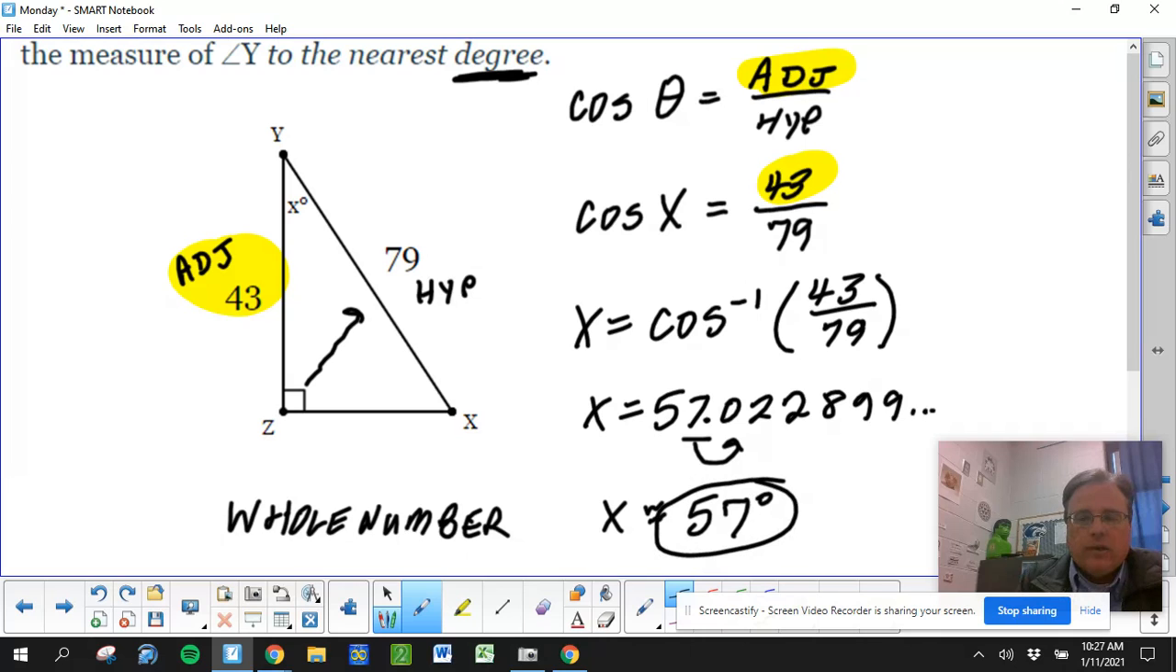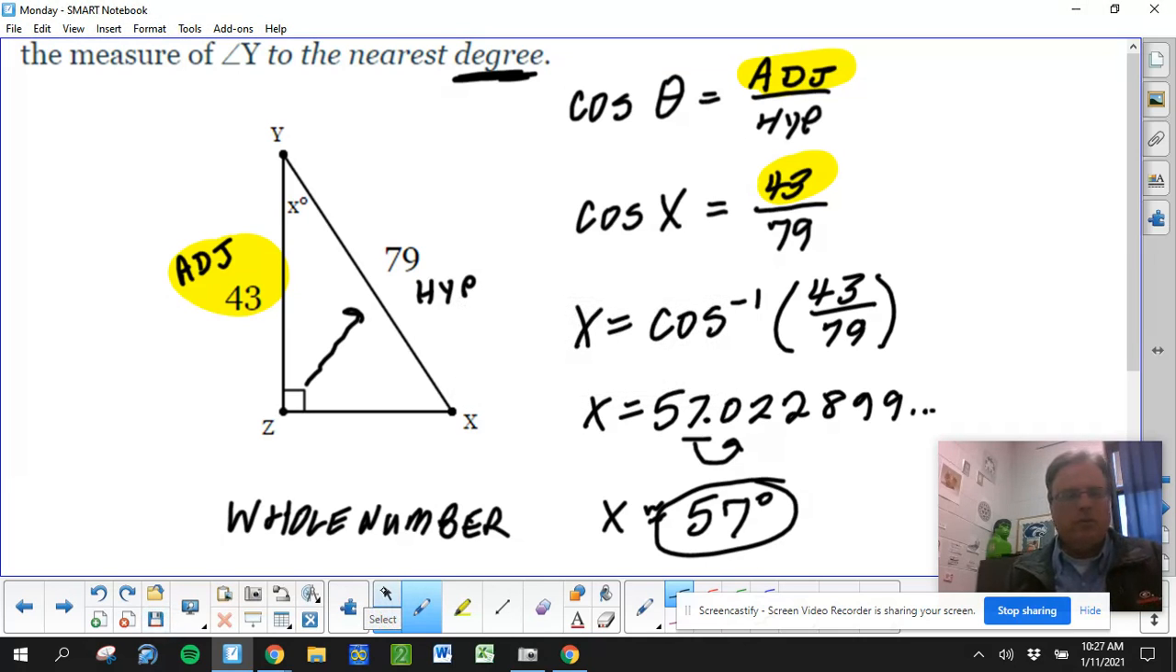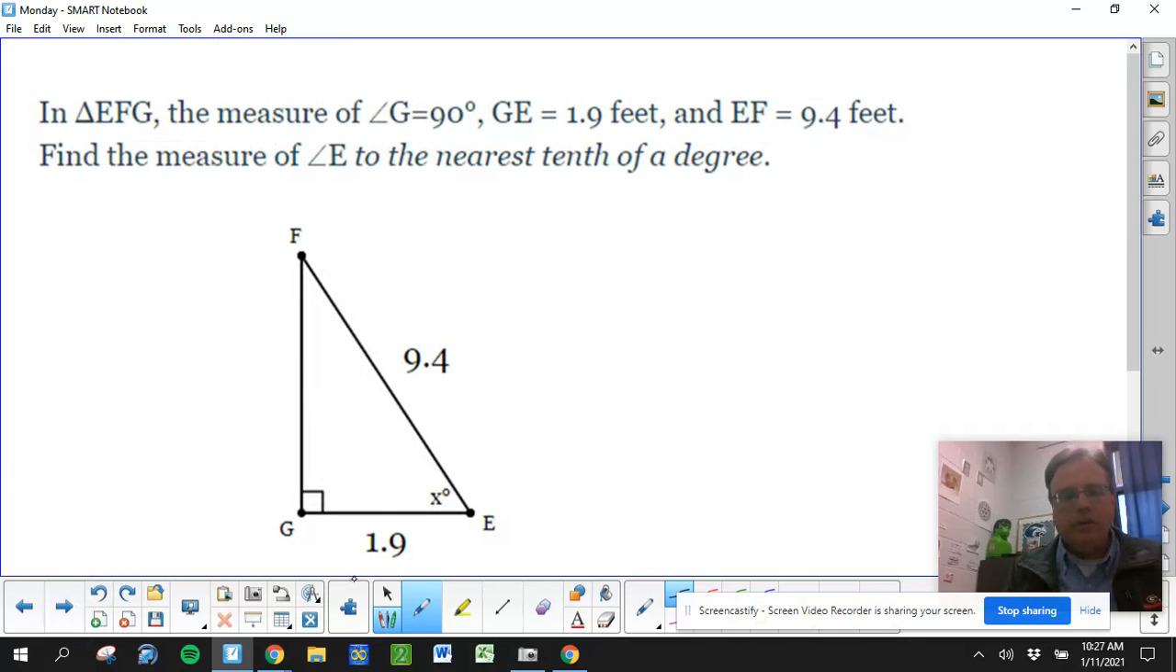Now, on the computer, you won't type the little degree symbol. You'll just type 57. Okay? I would say any questions, but you can't ask me questions until Google Meet. So you can always come to my Google Meet and I'll help you out, or email me.